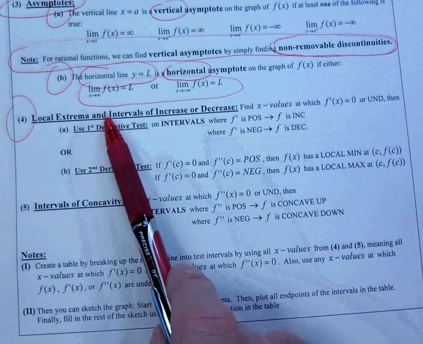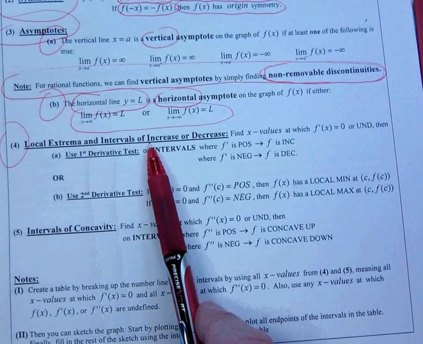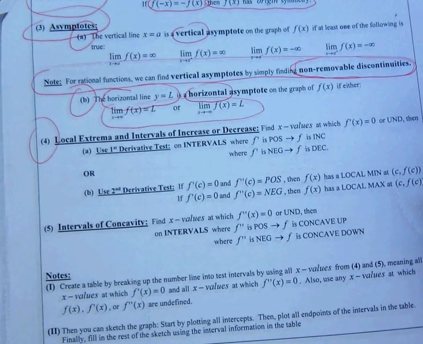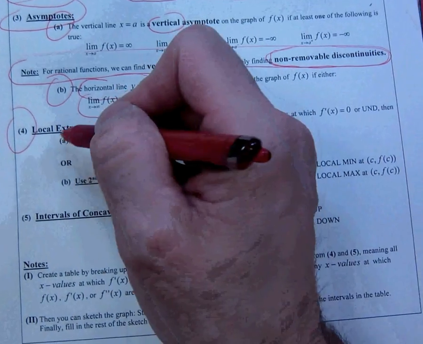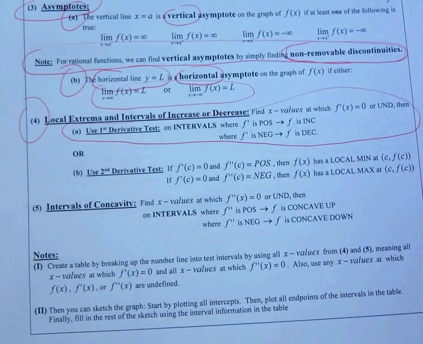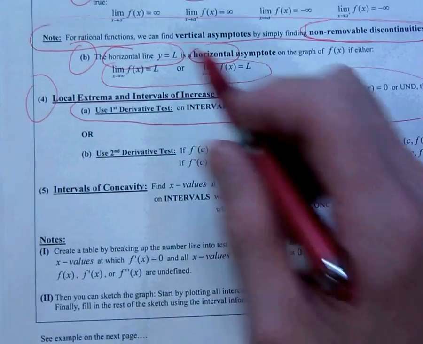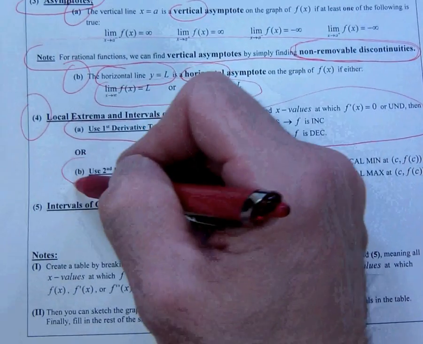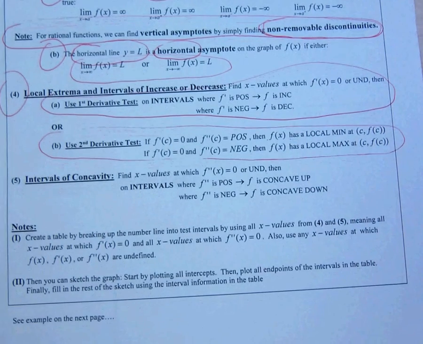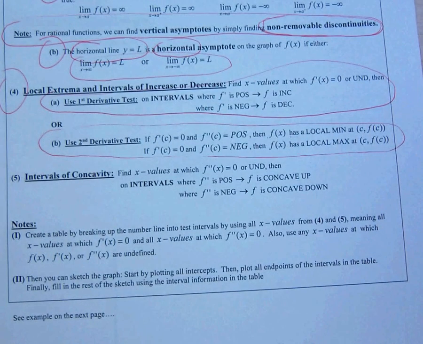Okay, then we move into the more recent stuff, which are your hills and valleys, and where f is increasing, decreasing, right? And again, there are two ways to do that. You can use the first derivative test with a table, right? Or if you want to avoid the table, you can try the second derivative test. It's up to you. But you've got to do one or the other. That's the only way to find your hills and valleys, right?